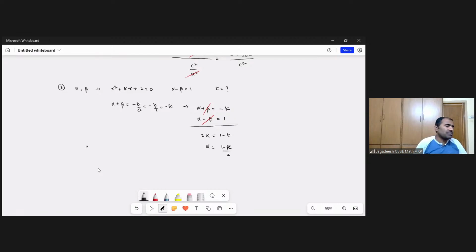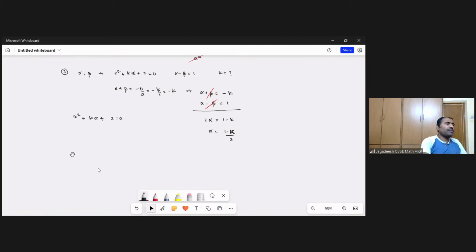So from this, how can we proceed? As alpha is a root of the quadratic equation, you can substitute it in the quadratic equation. The given quadratic equation is x square plus kx plus 2 equal to 0. Now substitute in the place of x this alpha value, 1 minus k by 2. So (1 minus k by 2) whole square plus k into (1 minus k by 2) plus 2 equal to 0.